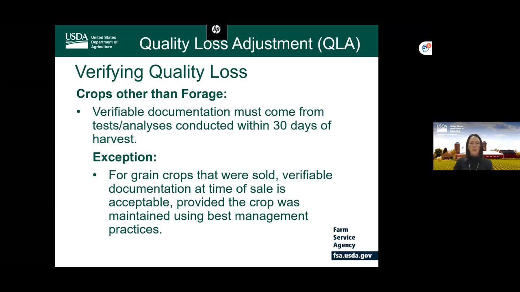For verifying quality loss for crops other than forage, the verifiable documentation must come from tests or analysis conducted within 30 days of harvest. There is an exception for grain crops that were sold. Verifiable documentation at the time of sale is acceptable as long as the county committee can determine that the crop was maintained using best management practices.